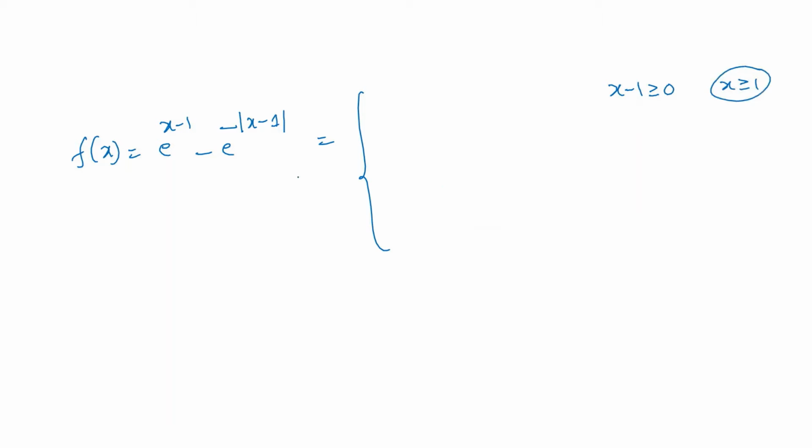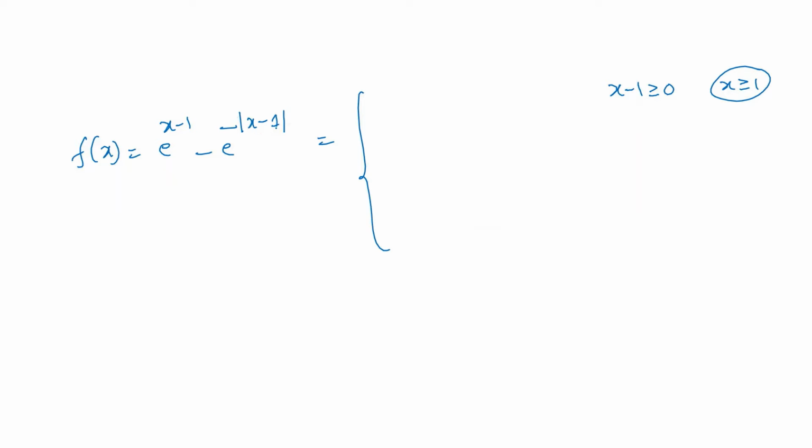Okay, so let's take f of x. They have given this as e raised to x minus 1 minus e raised to minus of mod x minus 1, right? So now we are going to break this into two cases. One case is going to be x minus 1 greater than or equal to 0. So when x minus 1 is greater than or equal to 0, that actually means x is greater than or equal to 1. So in that case, we know this is going to be positive.